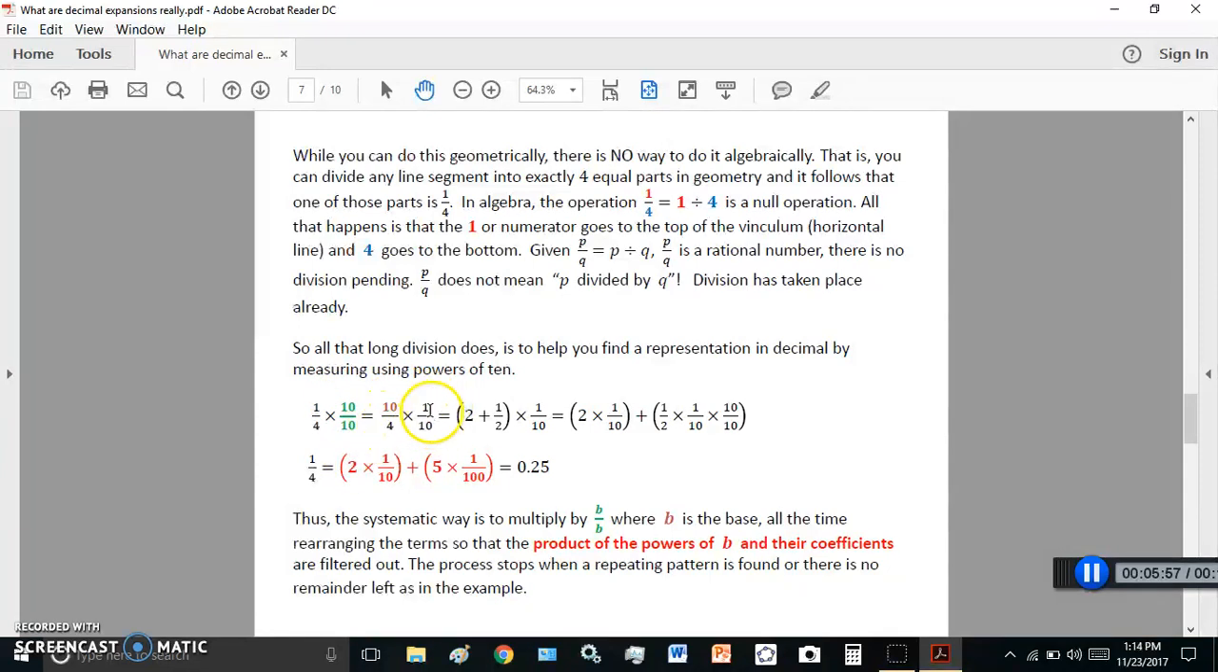Then you switch around the numerators. You're allowed to do this, and you know which property of the rational numbers allows you to do this. And you continue in this way until you basically percolate out all the coefficients, which are the 2 and 5, and the powers of 10. So this process stops when a repeating pattern is found or there is no remainder. As you've seen in this example here, there's no remainder.